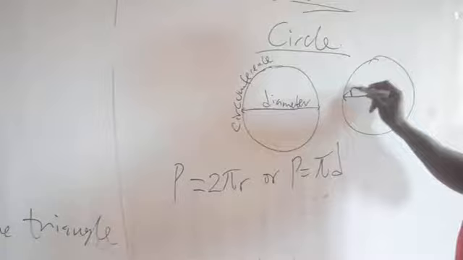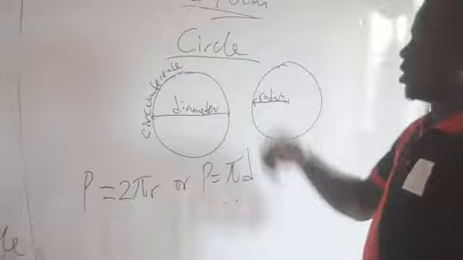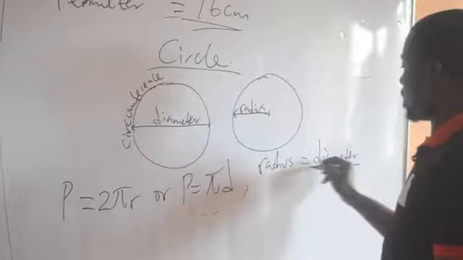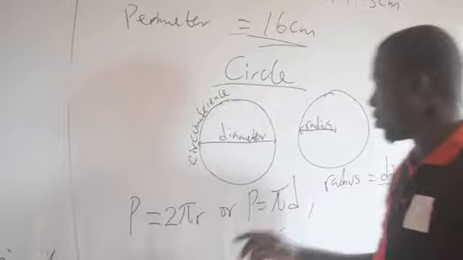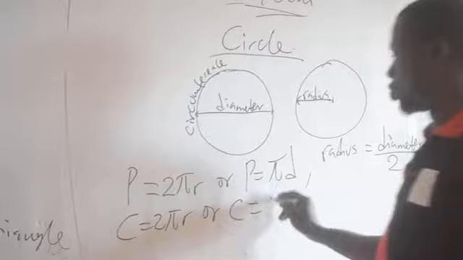So, radius means half of what? Diameter. Don't forget, when a question gives you the diameter and you have this formula, you have to convert diameter to radius. The relationship between radius and diameter is radius equals diameter divided by 2. So this is the formula for the perimeter of a circle: P equals 2 pi r, or P equals pi d. Like I said earlier, perimeter is the circumference, same thing. If I say circumference equals 2 pi r, or circumference equals pi d.